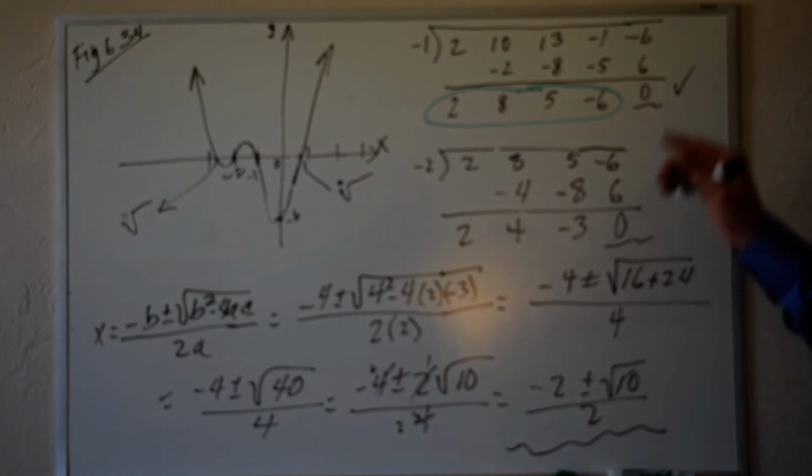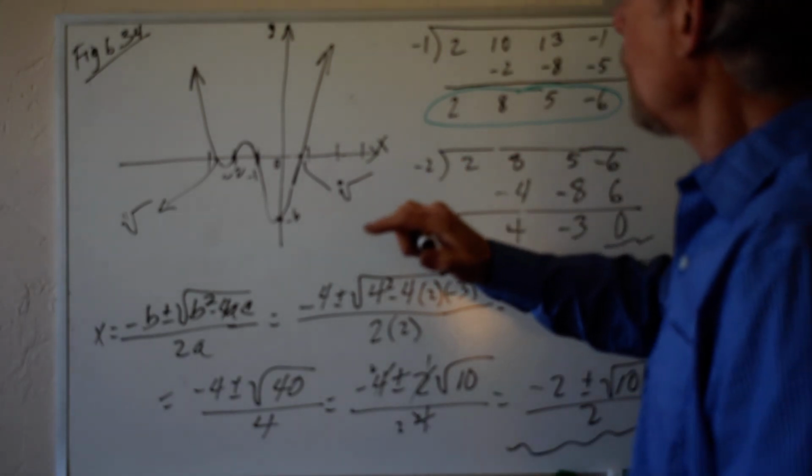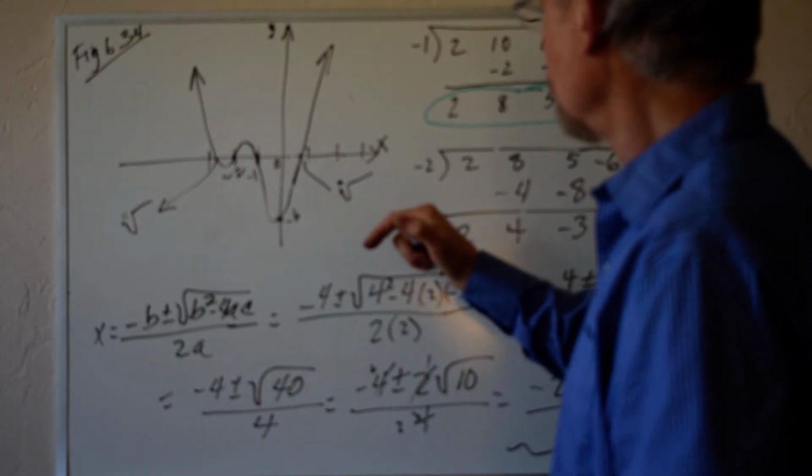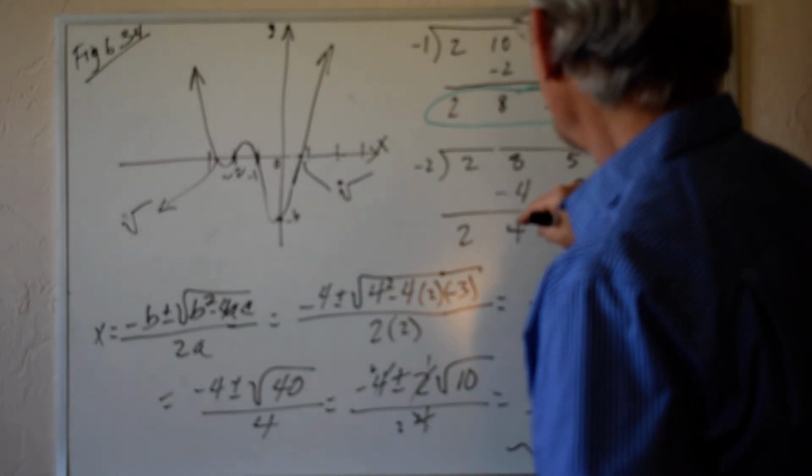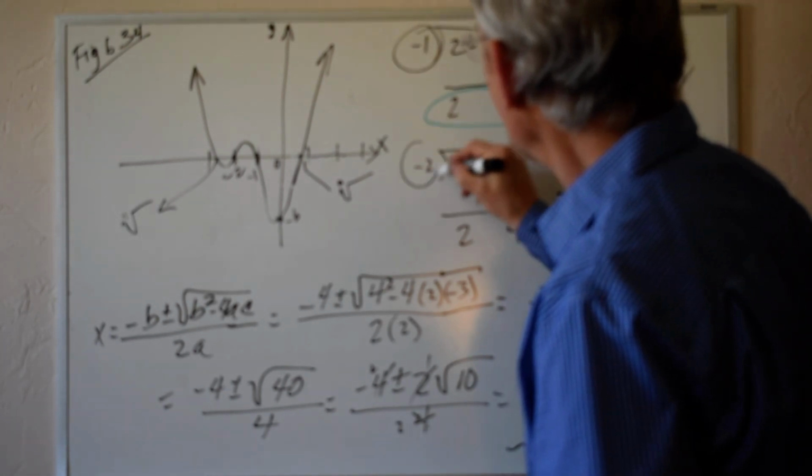Okay, so to recap the strategy, we found the possibilities for rational roots. So we figured out what the rational roots were. Negative 1, negative 2.